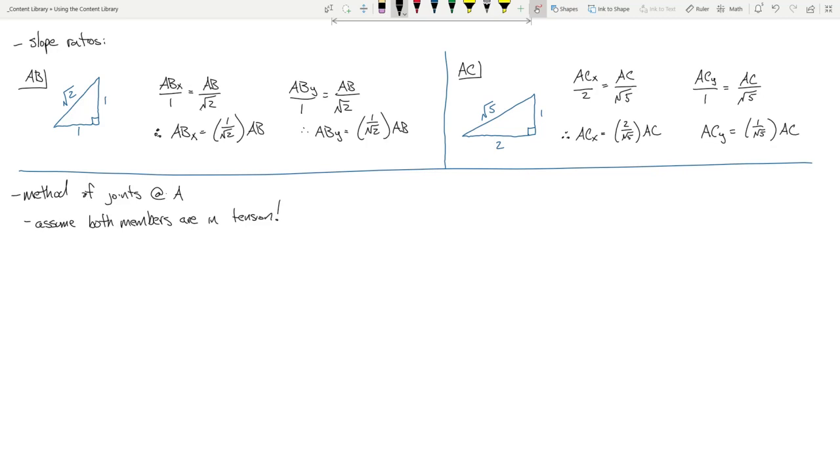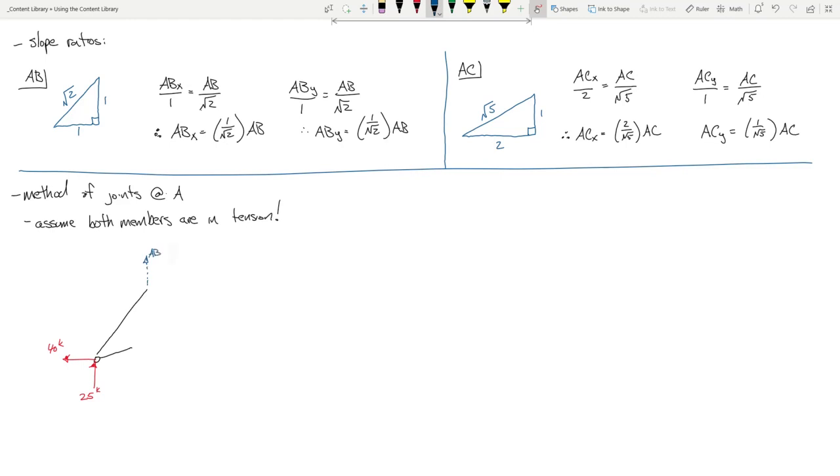So let's look at our joint. Let's go back to what we had before. So we had a joint like this, and a joint like this. We had 40 kips. We had, this was 25 kips.